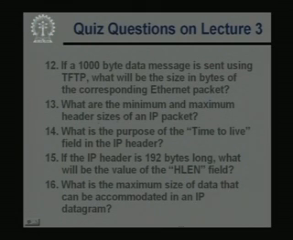What are the minimum and maximum header sizes of an IP packet? What is the purpose of the time to live field in the IP header? If the IP header is 192 bytes long, what will be the value of the HLEN field? What is the maximum size of data that can be accommodated in an IP datagram?